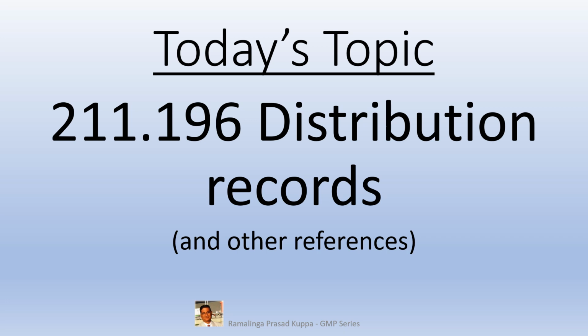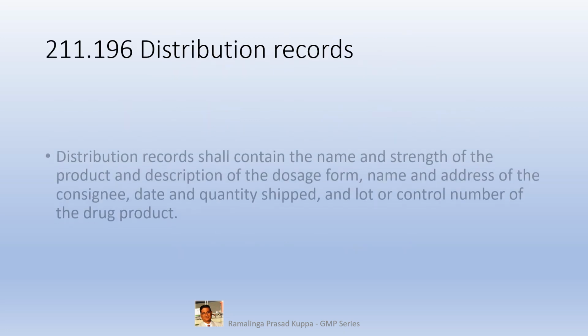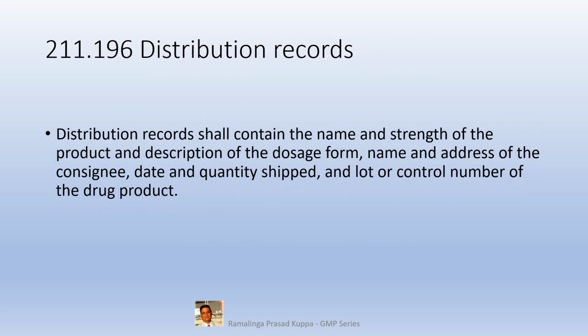Let us see the prescription of various guidelines. Let us start with 21 CFR Part 211.196 and go to the other references. Distribution records shall contain the name and strength of the product and description of the dosage form, name and address of the consignee, date and quantity shipped, and lot or control number of the drug product.